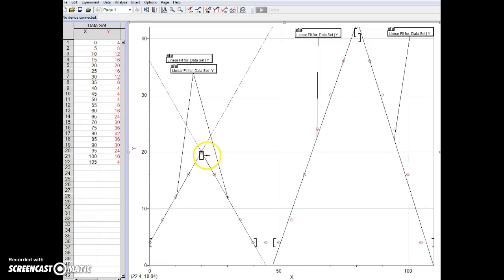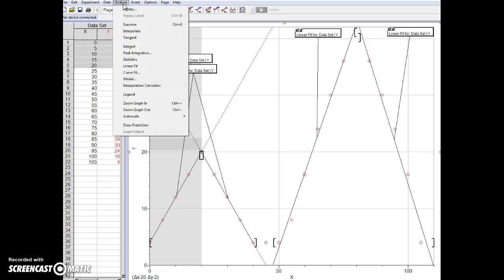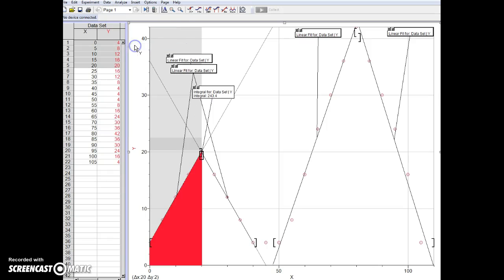And what we'll start off doing is starting right here at this uppermost point on the rising linear function. We don't care what that linear function is. We just want to find out what this area under that curve is. And so we click on Analyze and Integral.